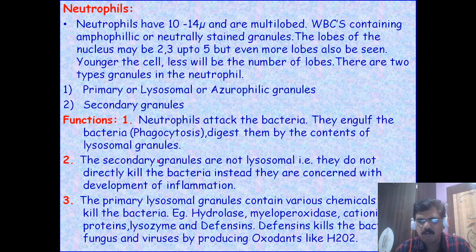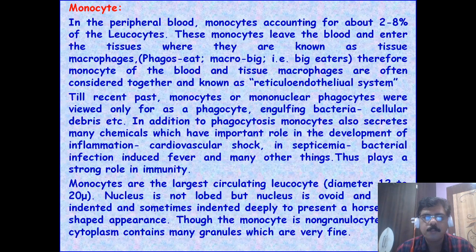The secondary granules are not lysosomal, and they do not kill the bacteria directly. Instead, they are concerned with development of inflammation. The lysosomal granule contains the various chemicals which kill the bacteria. Examples are the hydrolase, then the lysozyme, then defensins, which kill the bacteria, fungus, and viruses by producing oxidants like hydrogen peroxide, that is H2O2.